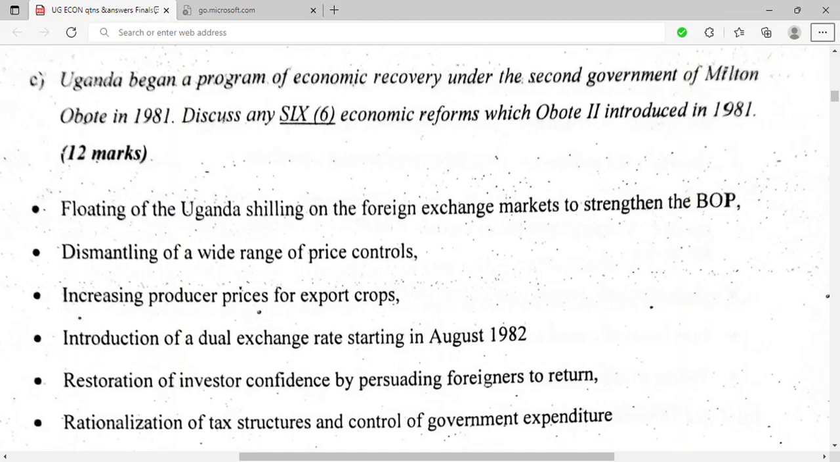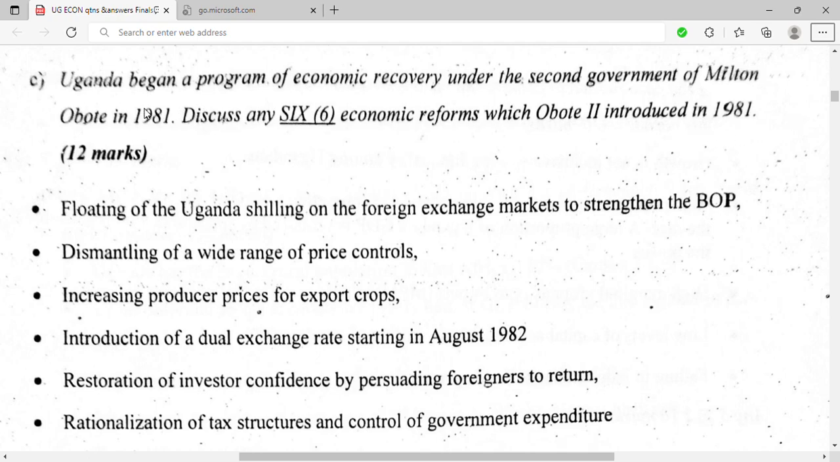Let's continue with our questions. Another question is, Uganda began a program of economic recovery under the second government of Milton Obote in 1981. And they're asking us to discuss any 6 economic reforms which Obote II introduced in 1981.